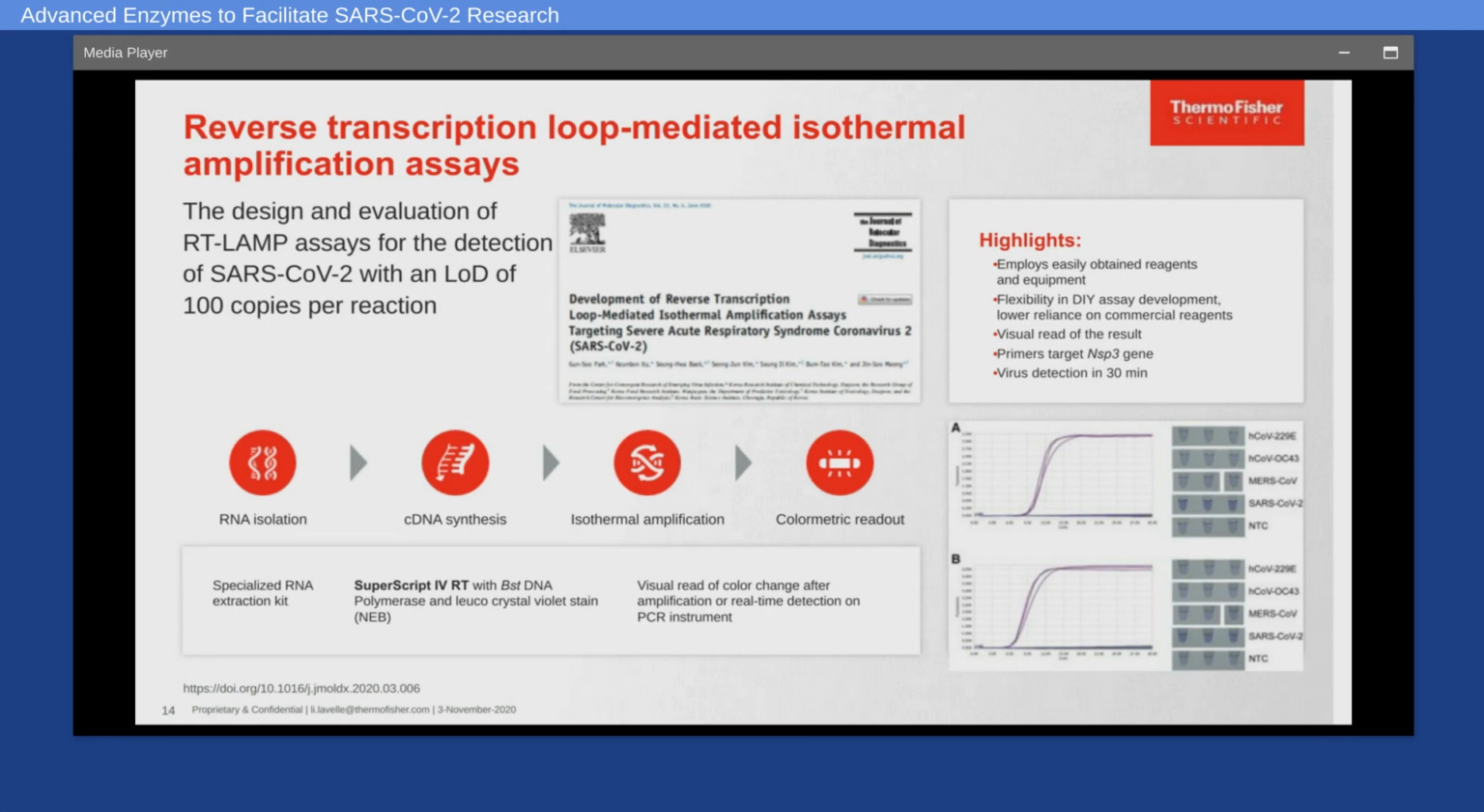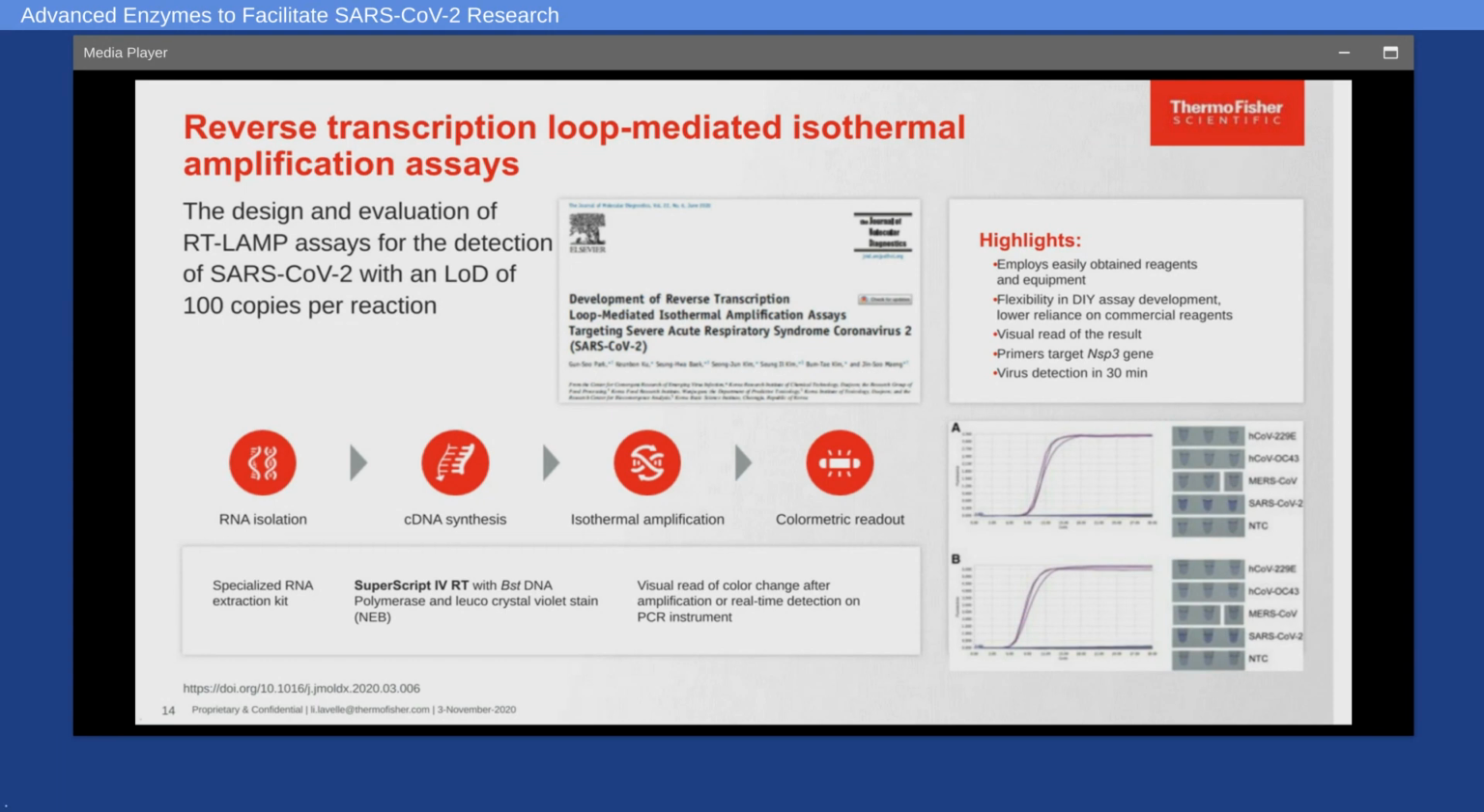And there's a Korean group, and they actually developed their own version of RT-LAMP. They designed and evaluated RT-LAMP assays for detection of SARS-CoV-2 with a limit of detection of 100 copies per reaction. They extracted the RNA from a culture medium of the SARS-CoV-2 infected cells, and SuperScript 4 reverse transcriptase with DNA polymerase was used for cDNA synthesis and amplification.